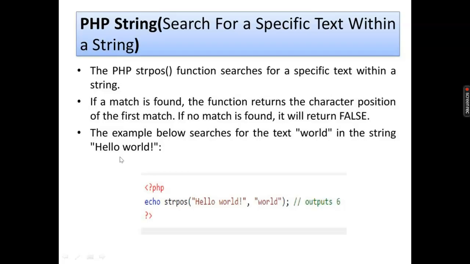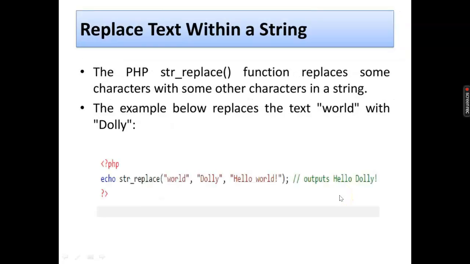Whenever we need to search for a specific text within a string, there is the strpos function. Here we need to find the word in hello world. Where will it start? 1, 2, 3, 4, 5, 6. The output is 6. Whenever we need to replace one word with another word, that is the str_replace function. Here we need to replace the word with dolly. This is the whole text. By using the str_replace function, the word can be replaced with another word. That gives hello dolly.